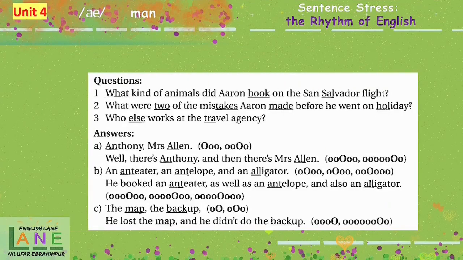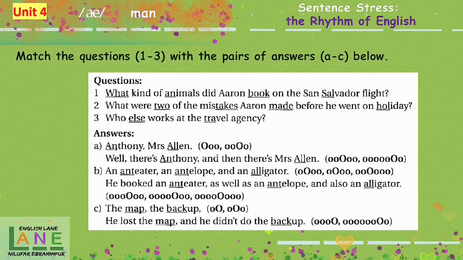Look at this part of your books. In here we have 3 questions and 3 answers. Match the questions number 1, 2, and 3 with the pairs of answers A, B, and C. You see the 3 questions and the 3 answers. For each answer, we have 2 forms of answers, like this one and this.